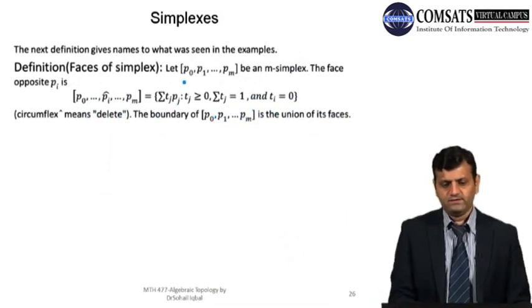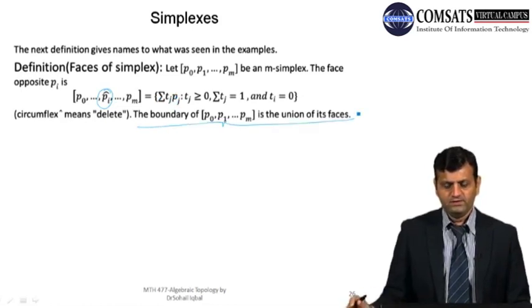So, faces of a simplex. Let P0 up to Pn be an m-simplex. The face opposite to Pi can be computed in the following way. We have already seen that you just need to delete Pi, that is, the coefficient of Pi is 0. Then this is the face opposite to Pi, and the boundary of this is the union of its faces.